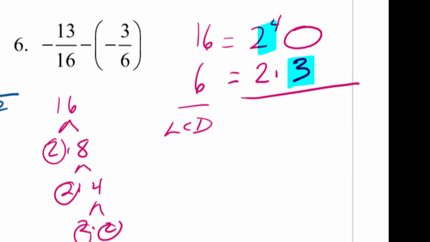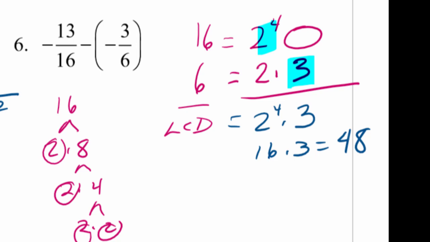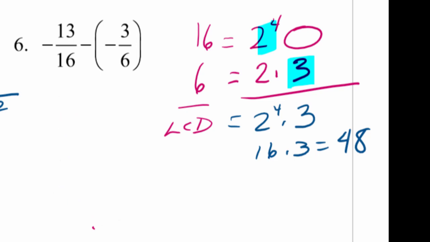So our LCD is going to have 4 2's and 1 3. Is that what you thought too? So our LCD has 4 2's, 2 to the 4th times 3. 3 to the 1st. 2 to the 4th is 16. 16 times 3 is 48. So we have an LCD of 48. Okay, let's change those fractions. Let's get rid of this. We have negative 13/16.